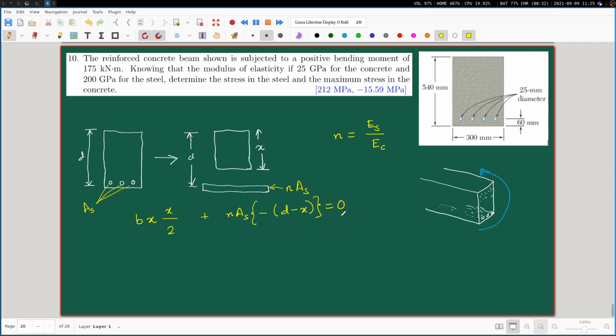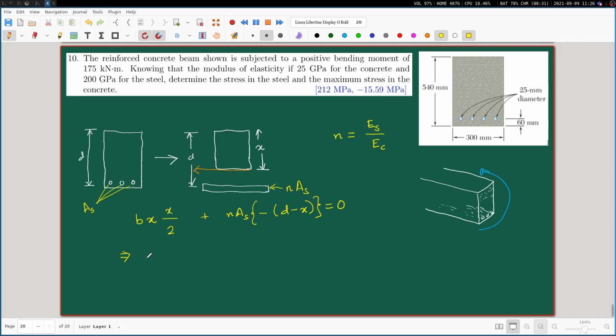So this thing must be equal to 0 because we are referring to an axis which is actually passing through the neutral axis. Okay, so we are actually referring to an axis which is like this. Our z axis is passing through the neutral axis, just like we have been doing so many times earlier. So we have this thing.